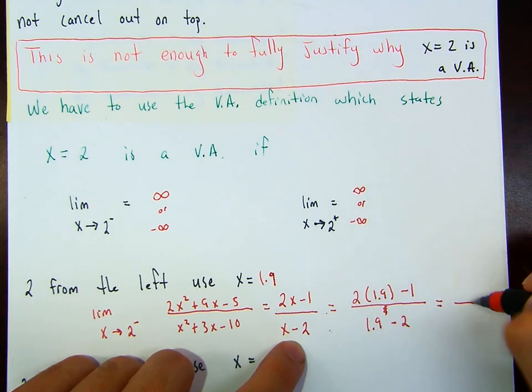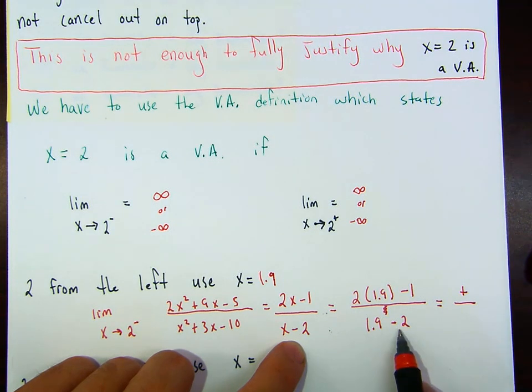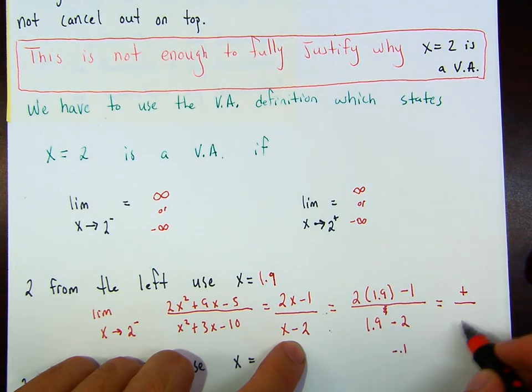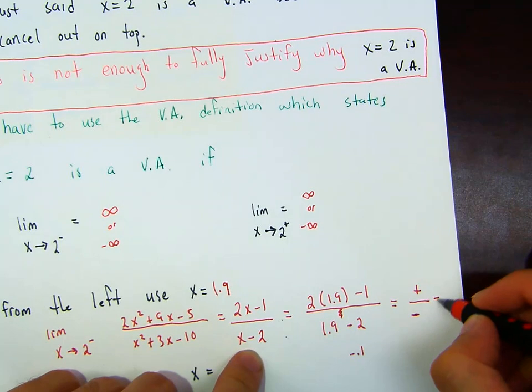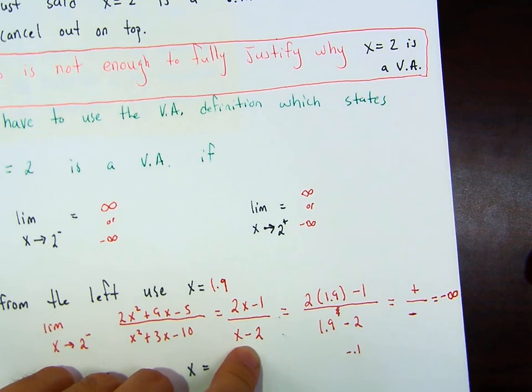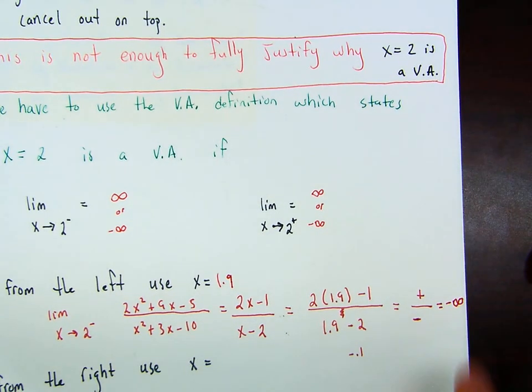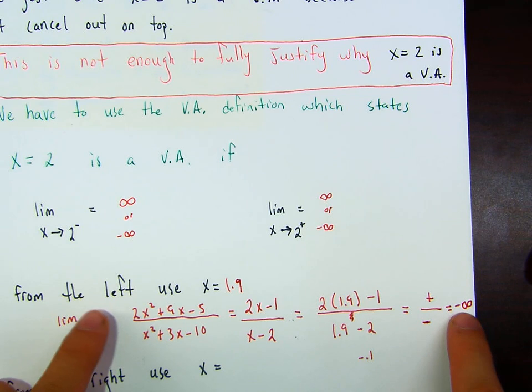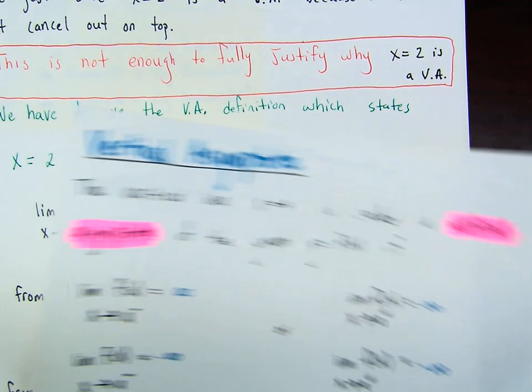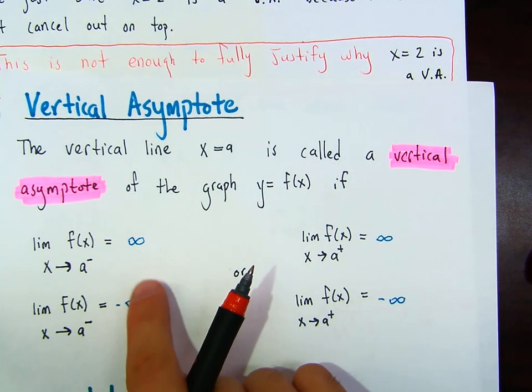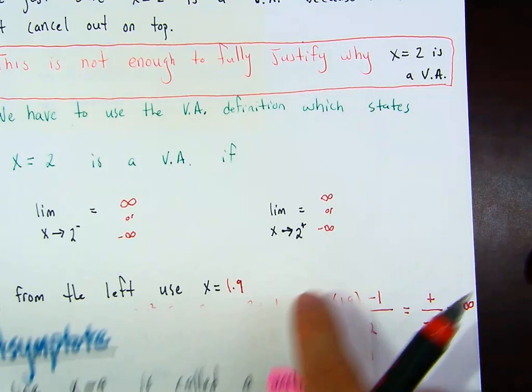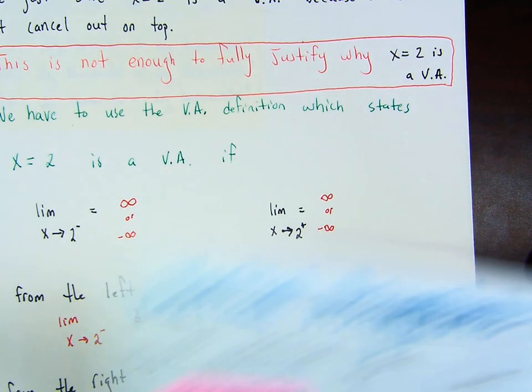Let's see, on the top, this should be positive, but 1.9 minus 2, that's negative 0.1, so I have a negative here. So this implies that it goes to negative infinity. And it does, according to that graph. But you see how we use the definition of vertical asymptote to justify it. Okay, and that's what you guys need to do from now on.